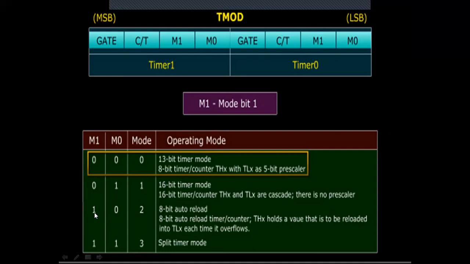Then for the next set of values, that is 1 0, if M1 is 1 and M0 is 0, it is mode 2. It is known as an 8-bit auto reload mode. We shall see mode 1 and mode 2 in detail because they are the most commonly used modes. Last one is when both the bits are 1, it is known as mode 3 and it is a split timer mode. It is not so much used a mode. So we are going to see mode 1 and mode 2.